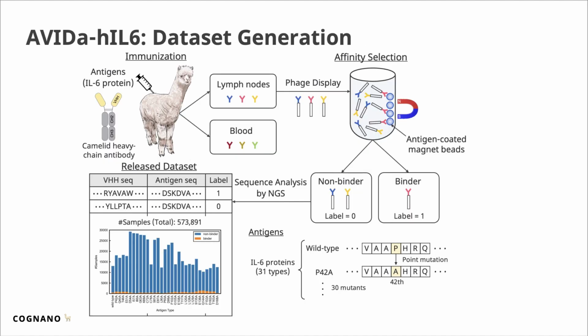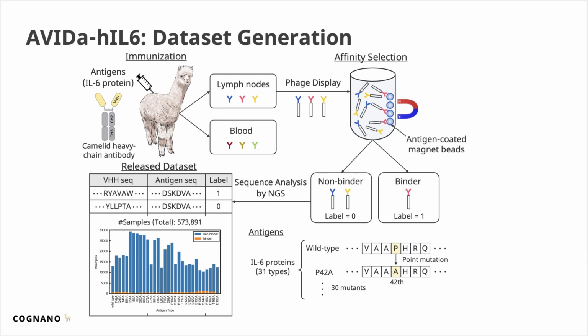In our research, we established a novel data generation method using the immune system of a live alpaca. The reason why we use alpaca is that alpacas are known to have simple structure antibodies called VHH, and their amino acid sequence can be identified more easily than conventional antibodies.